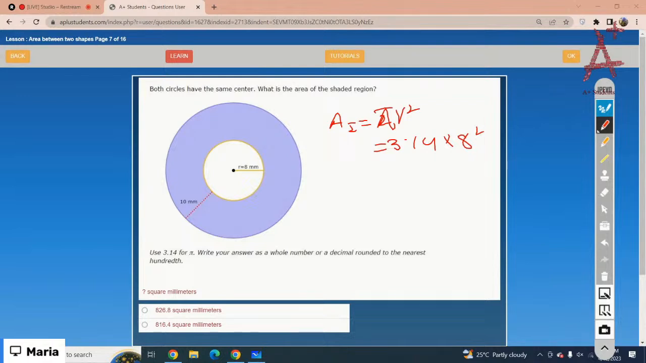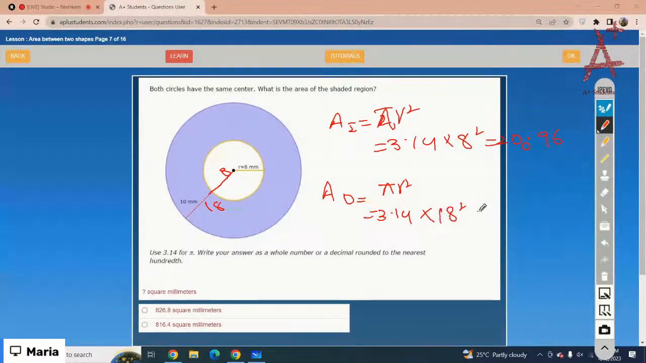That would be 64 times 3.14. That is 200.96. Then the area of the outer one, both of them have the same center, so it would be 10 plus 8. That means the radius of the outer one is 18. It would be pi r square, 3.14 times 18 square.